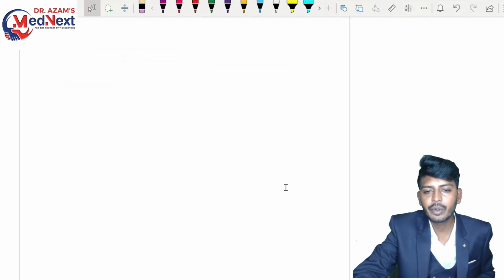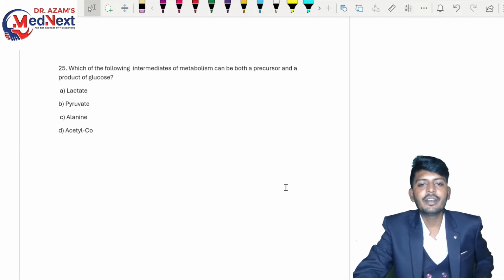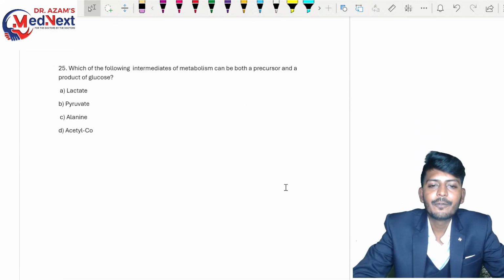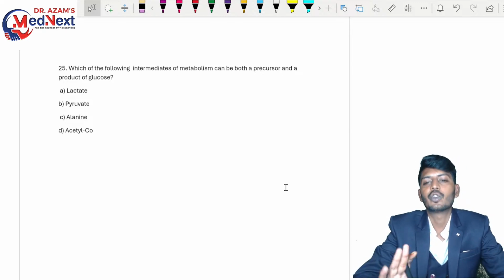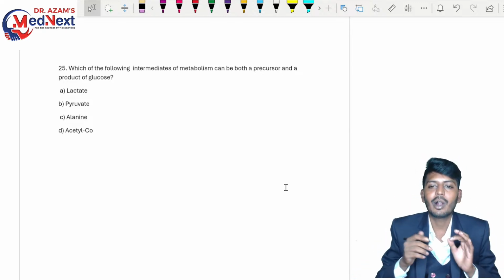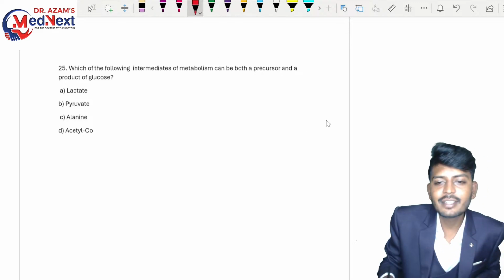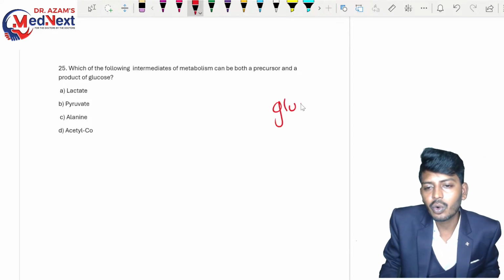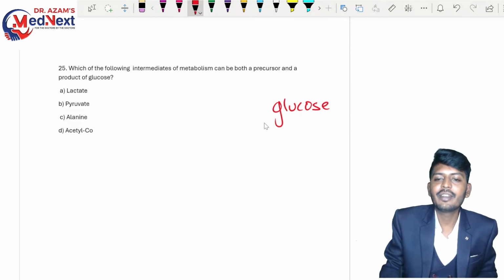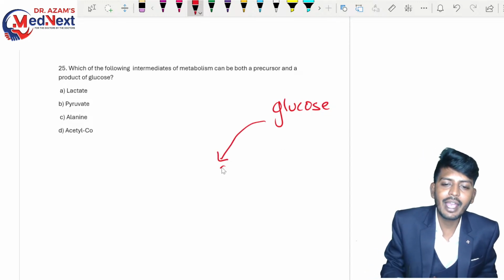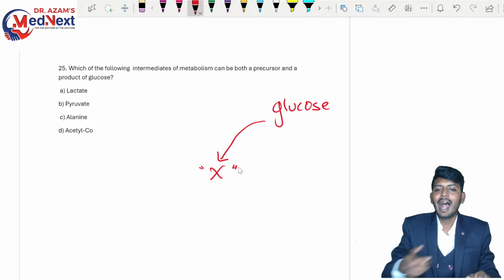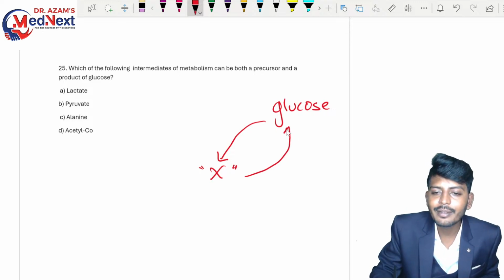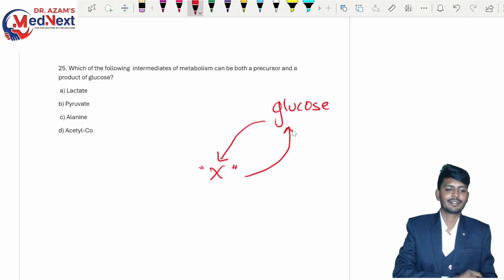That's your 25th question. Which of the following intermediates of metabolism can be both precursor and product of glucose? What is he asking? There is something we call glucose. Some X is being formed from glucose, I am randomly taking the alphabet X, and from this same substance glucose can be formed back. Which is that substance?